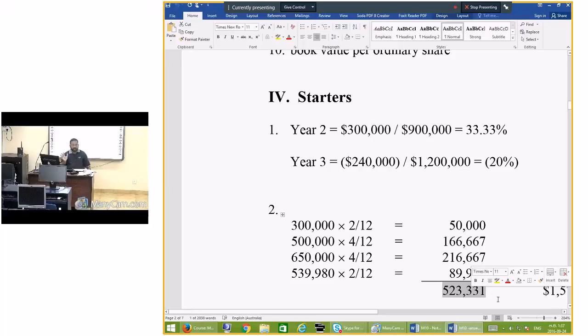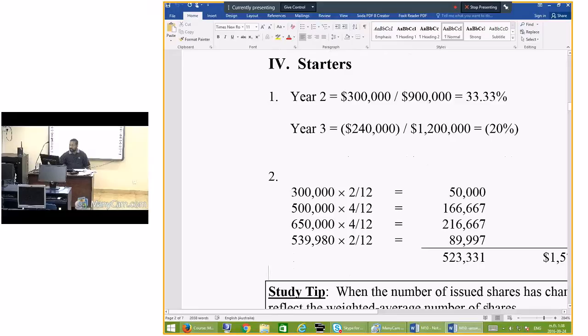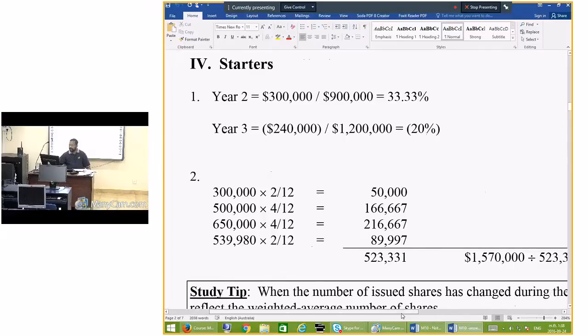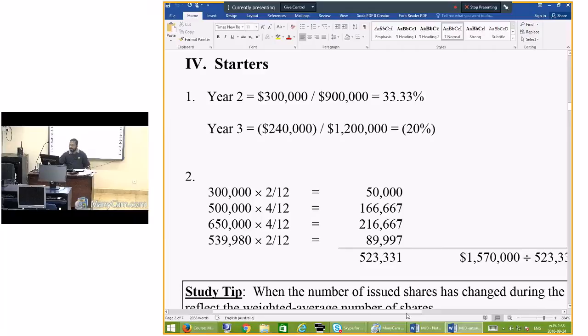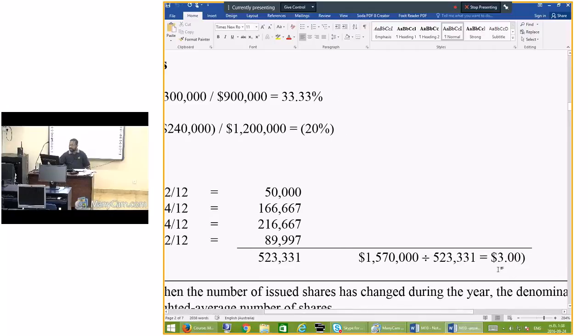Averagely calculated, 523,331 shares were in the company during the period. Not the exact amount, that is the average shares during the period. Therefore, the profit 1,570 is divided by this, then earning per share is approximately 3 rupees.